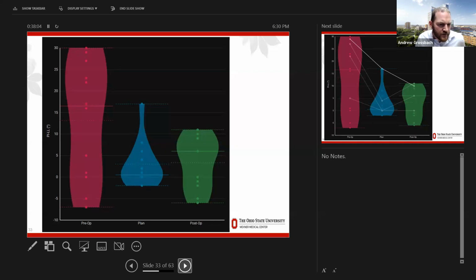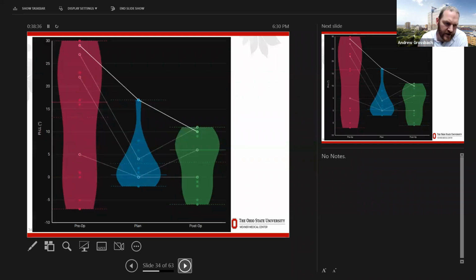So one component of this software is data analytics, and so we can look at patient cohorts, and you can go and look at every PSO you did, or every T10 to pelvis or T4 to pelvis, and you can look at your violin graphs, what they look like preoperatively, where you're planning to get them, where they are postoperatively, and you want your plan and your post-op to be similar.